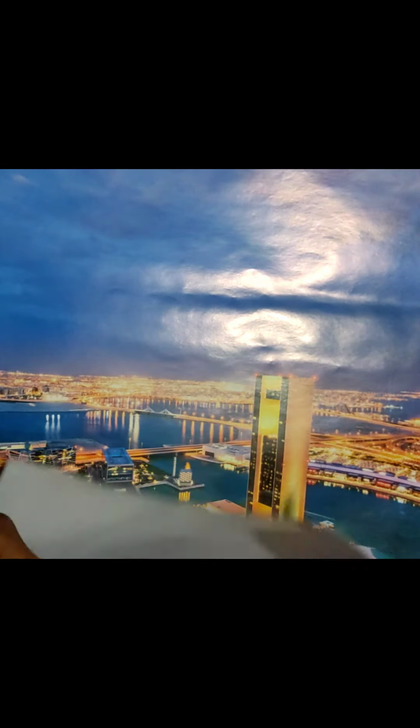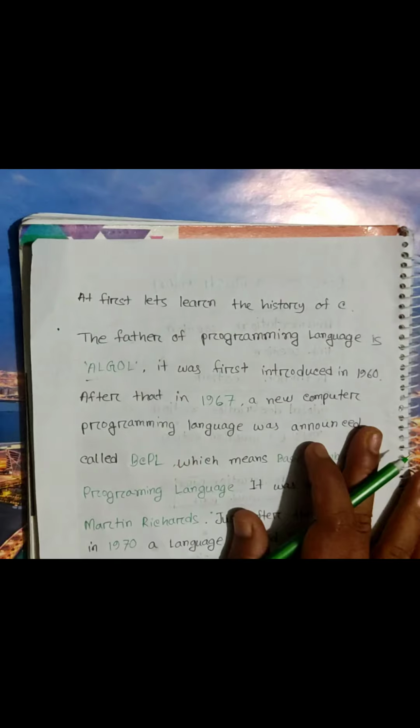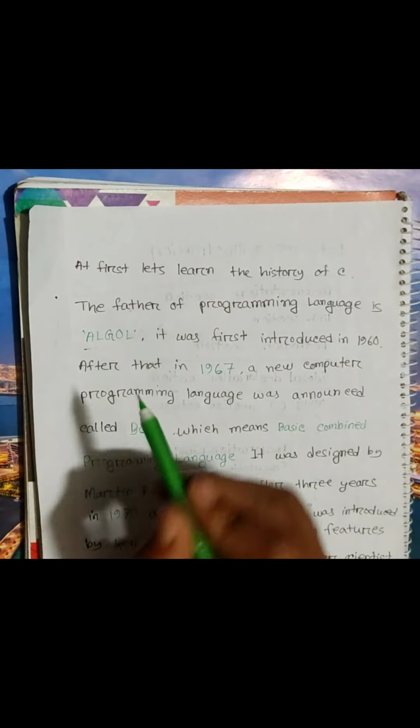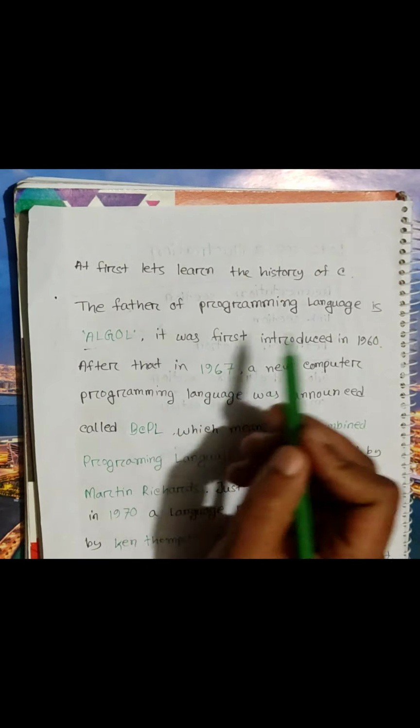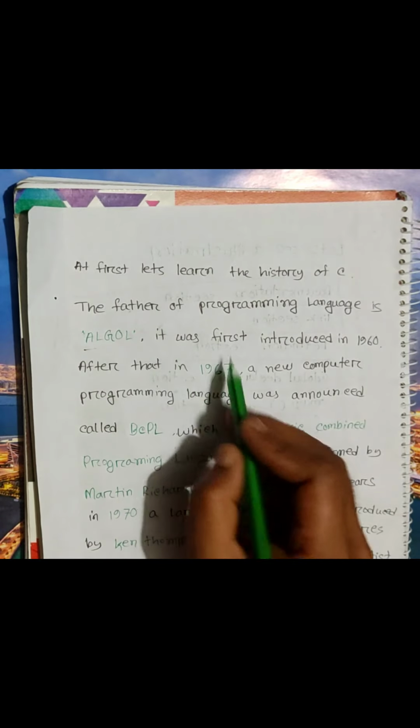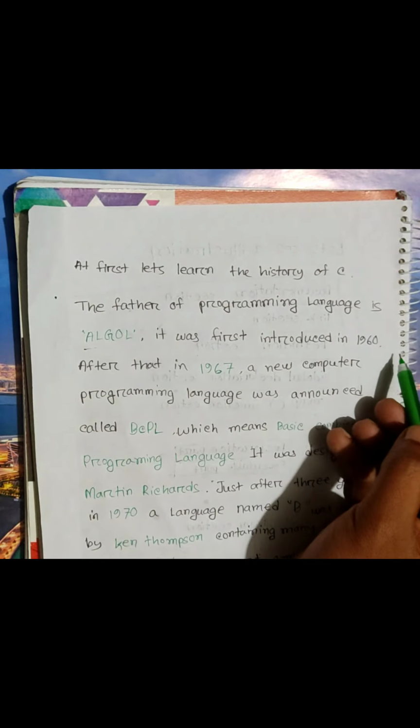So for this, let's start with the history of C. I have written all the things in my notepad. Okay, as you can see, the father of programming language is Algol. It was first introduced in 1960.